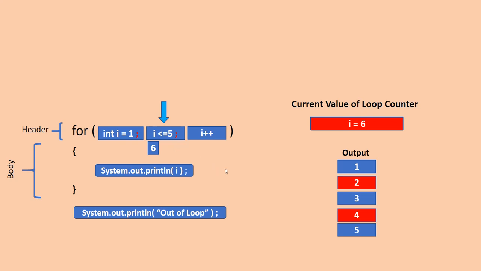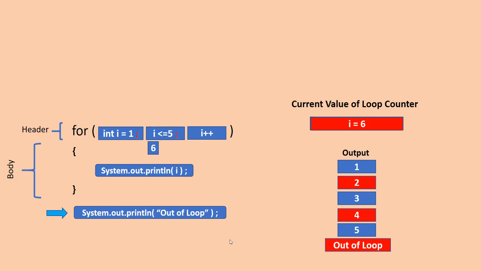After this, once the condition is false, the control will directly jump to the first statement after the body of the for loop, which in this case is this statement, and it is just printing out a message that I am out of the loop. Just see, the control ignored the body because the condition was false, and it just moved to the very first statement after the body of for loop, and once this statement is executed, it printed out this message.